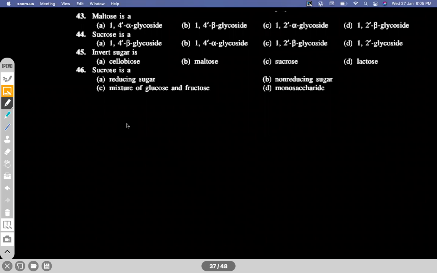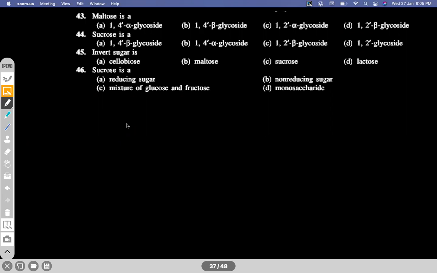So here you see the first question that you have, maltose. Maltose is both glucose. What form, alpha or beta? Maltose is alpha, both alpha we are taking. So 43rd one, the answer will be option A.